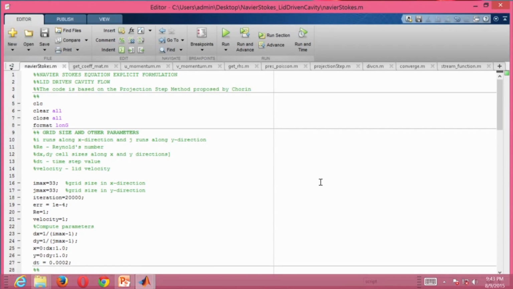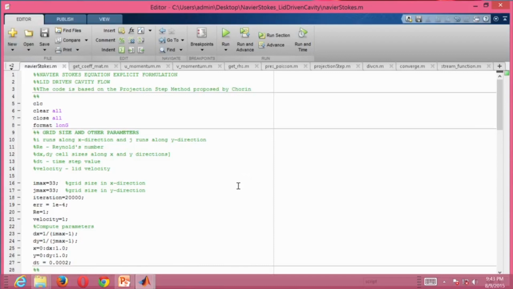We have explained the algorithm and corresponding code part in detail. Now, we will put the entire algorithm together, explain how the code is actually running, and also discuss the results. What is shown here is the MATLAB code in the MATLAB platform itself. Now, let us start looking at the lines: Navier-Stokes equation, explicit formulation, lid driven cavity flow, these are certain comments. Then we have clear screen.